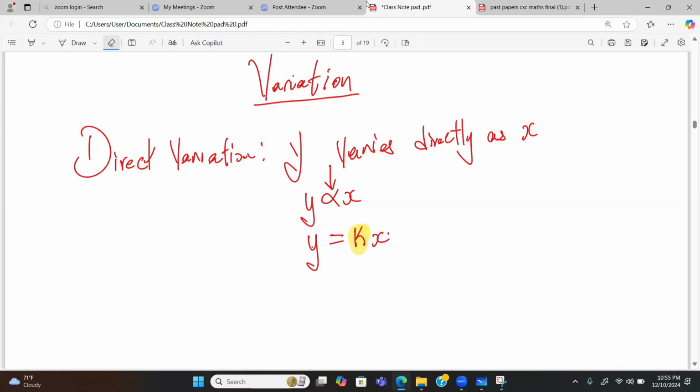So basically, when we're doing a variation, we'll normally get variable 1. That's the first variable. It's always going to be to the left, like the y. And the next condition, which is our second variable, is always going to be on the other side of the equation. So y, which is the first one, is equal to the constant times the second variable. So let us take a look at what a question looks like.